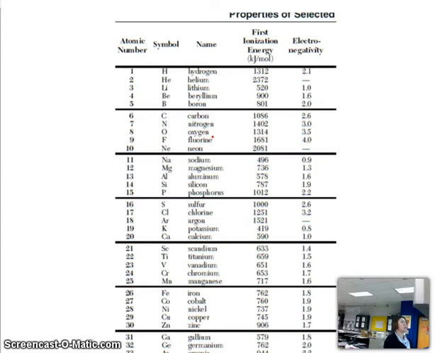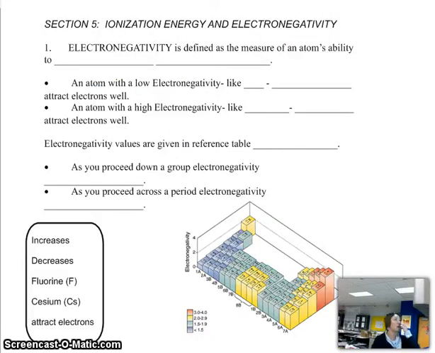The first one is ionization energy. The second one's electronegativity. And I think I have the order mixed up. I'm actually going to present them electronegativity first and then ionization energy second. Electronegativity is a hard word just to say. A lot of times I'll just abbreviate it EN. So if I refer to EN, it's electronegativity.